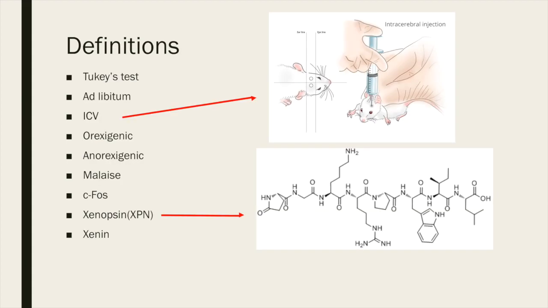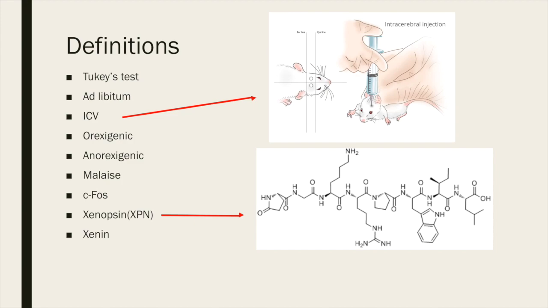So Tukey's test is a single-step multiple-comparison procedure and statistical test. Ad libitum is a phrase used for wanted or desired. The ICV bypasses the blood-brain barrier and deposits fluid directly into the cerebrospinal fluid as depicted here.